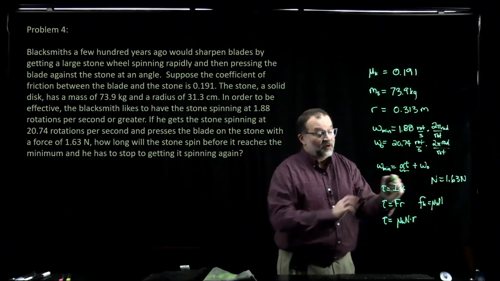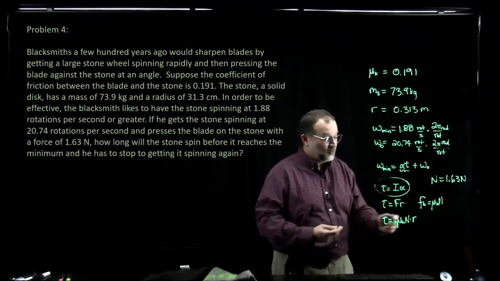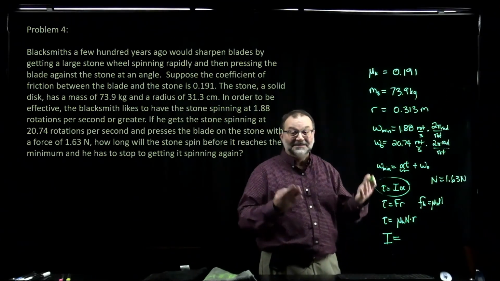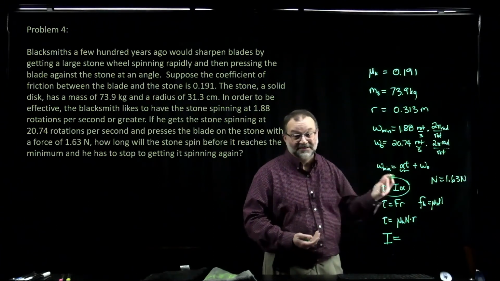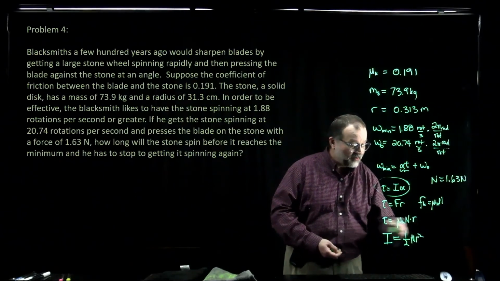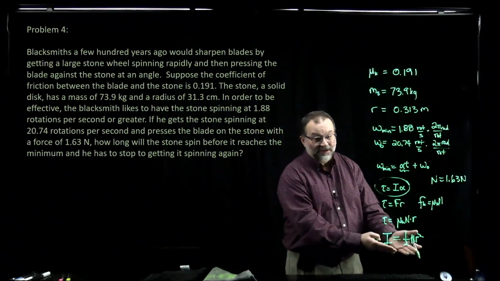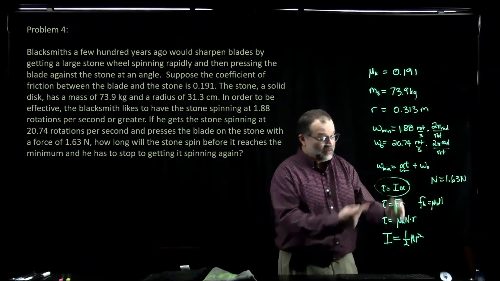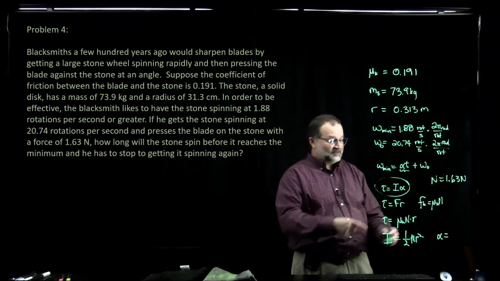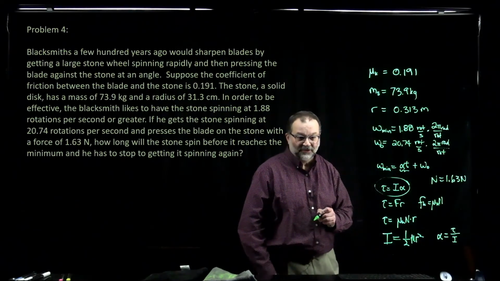Now we have to use this formula. We go to the slide deck where we get the moment of inertia for a disk, which is what this wheel is. It's a solid disk, 1/2 mr². And so we know the moment of inertia because we know the mass and the radius. And so we can get to alpha, right? Alpha is going to be tau over I, torque over the moment of inertia.